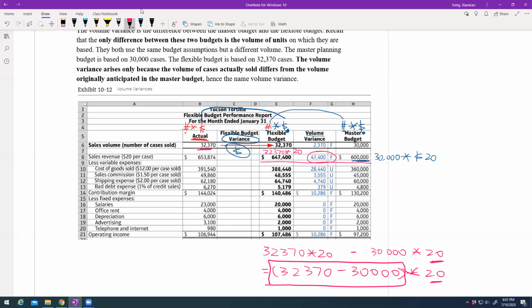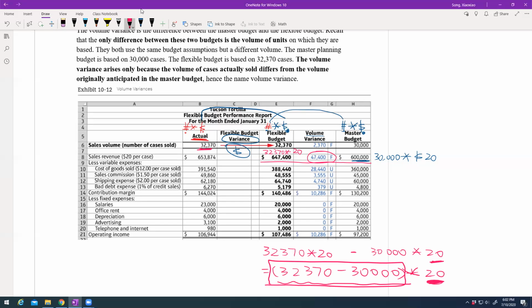We thought we would sell 30,000 units, but we sold 32,370 units. So our revenue is higher than the budget. We have this favorable variance, not because of anything related to the selling price, but because our volume is different from the budgeted volume.